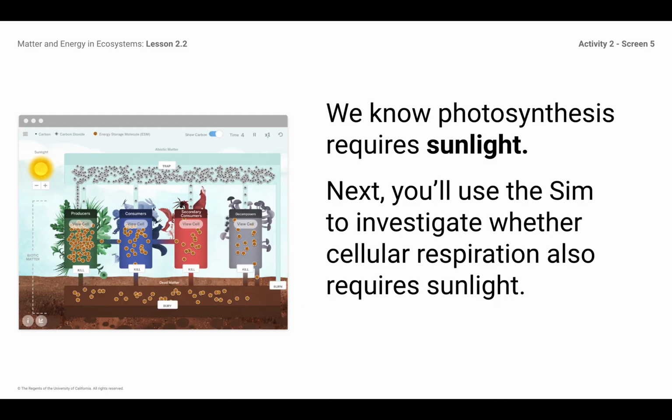All right, guys, we're still in activity 2, but now we're on screen number 5. And there's something that they want you to consider. Photosynthesis and cellular respiration are different because they've got different reactants and different products, right? It's the opposite. But there might be one other way that they're different. We know that photosynthesis requires sunlight. So next, you're going to use the sim to investigate whether cellular respiration also requires sunlight.